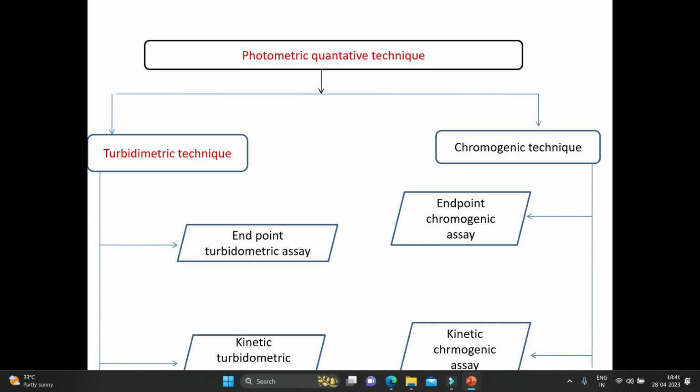This is the turbidimetric technique. We have different types: chromogenic technique and turbidimetric technique. In the turbidimetric technique, we have the endpoint turbidimetric assay and kinetic turbidimetric assay. In the chromogenic technique also, the endpoint chromogenic assay and kinetic chromogenic assay are present.